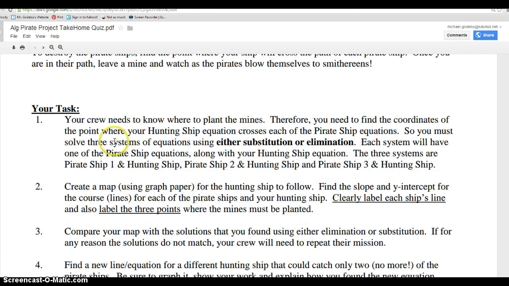So here's your task. Your crew needs to know where to plant the mines. Therefore, you need to find the coordinates of the point where your hunter ship crosses each of the pirate ship's equations. So you must solve 3 systems of equations, and you're going to use either substitution or elimination, whichever you find easier. Each system will have one of the pirate ship equations along with your hunting ship. So at the end, you're going to be solving 3 systems of equations: pirate ship 1 and hunting ship, pirate ship 2 and hunting ship, and pirate ship 3 and hunting ship.